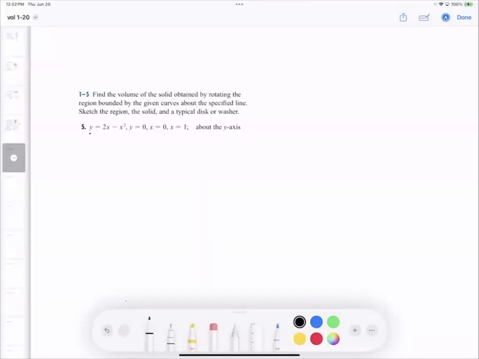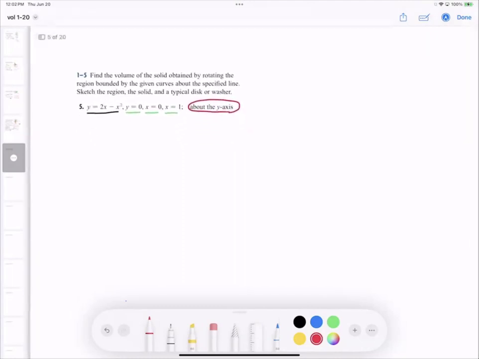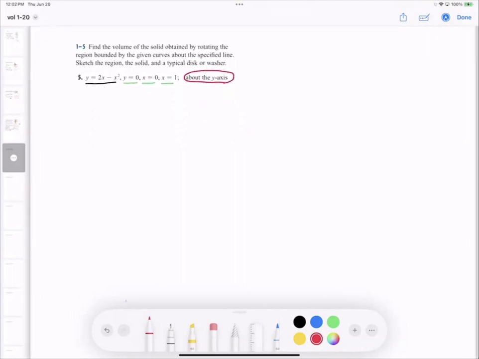We have y equals 2x minus x squared, y is equal to 0, x is equal to 0, and x is equal to 1, and we try to rotate this about the y-axis. As usual in our work, let us see what we are seeing here. What does the visualization look like?